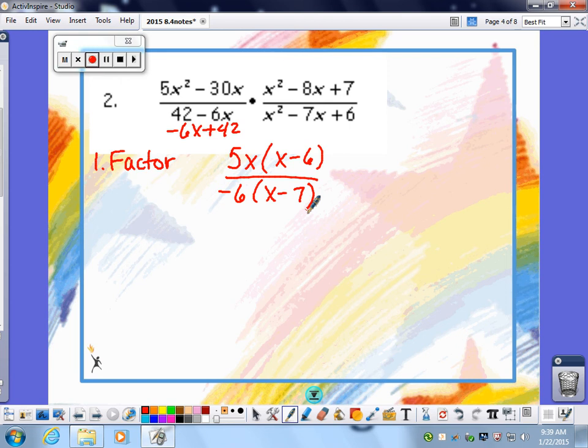All right, let's do the same thing to the second fraction. So let's factor x squared minus 8x plus 7. It multiplies to give you 7 and adds to give you negative 8. So x minus 7, x minus 1.